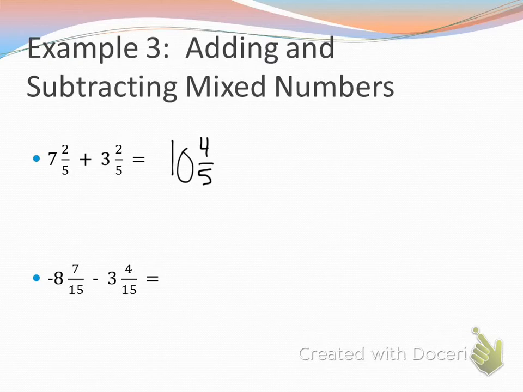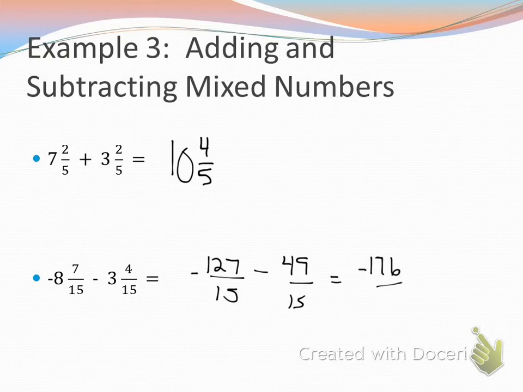What about your next one? Negative 8 and 7 over 15 minus 3 and 4 over 15. And what did you end up with? Negative 176 over 15. Okay, I know, but what's your answer? Okay, let's back up. It's going to be negative 127 over 15 minus 49 over 15. Okay, and then 127 plus 49 is negative 176 over 15.